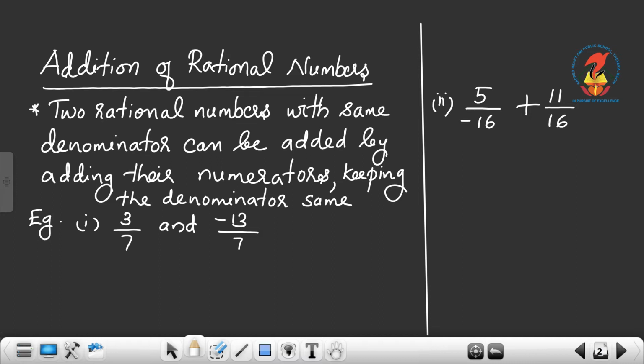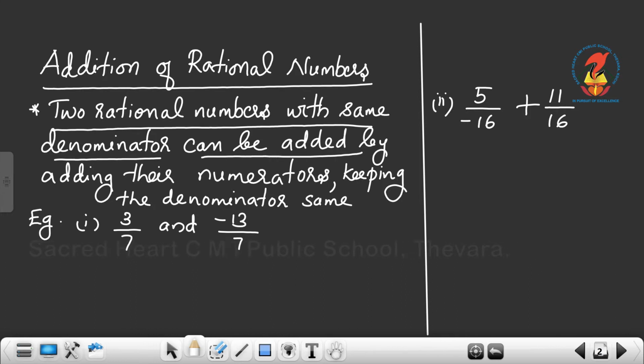Now, addition of rational numbers. Suppose two rational numbers are given with the same denominator. So how can we add? We have to add the numerators, keeping the denominator the same. So two rational numbers with the same denominator can be added by adding their numerators, keeping the denominator the same.